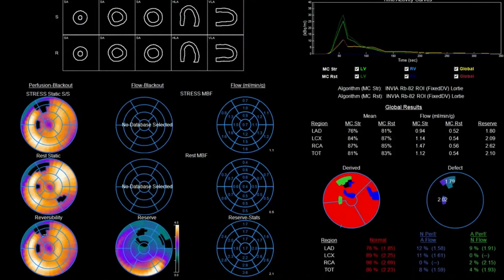These are the flows in this study. If you look carefully, the global flow reserve is at 2.1, and 2 is the lower limit of normal, so we can say it's within normality. But all the stress flows are severely reduced, below 1.5. Severely reduced stress flows in the setting of a very high calcium score could suggest multivessel coronary disease.